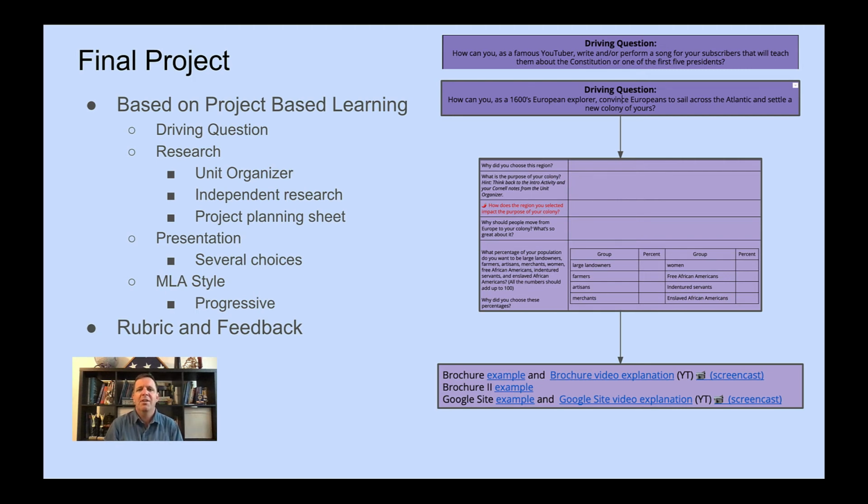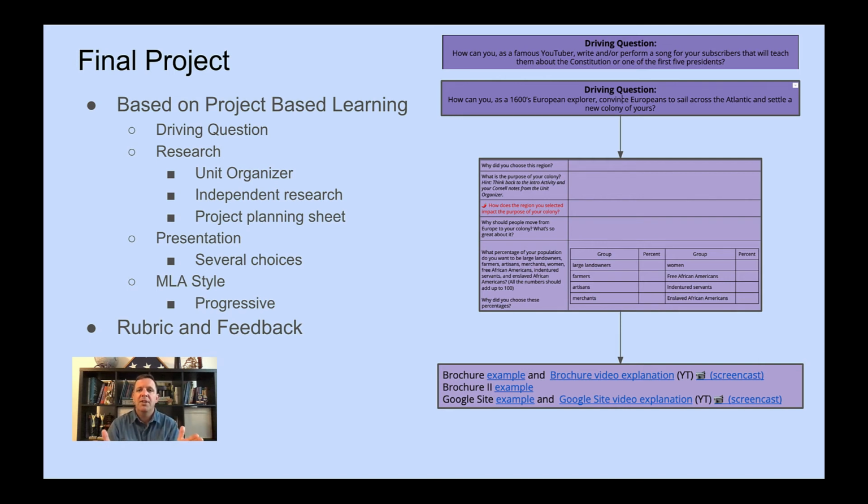Another one that we'll look at a little bit more closely is from our European Exploration unit, and this one is, how can you, as a 1600s European explorer, convince Europeans to sail across the Atlantic and settle a new colony of yours? So students are asked to go through and figure out which part of the United States or which part of the Americas they want the people to go to, and then they're asked to figure out why.